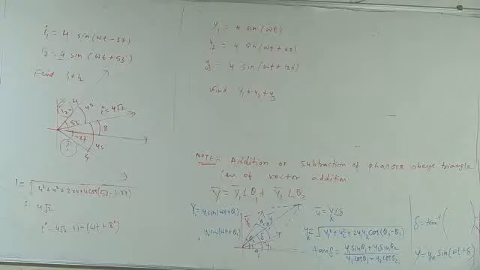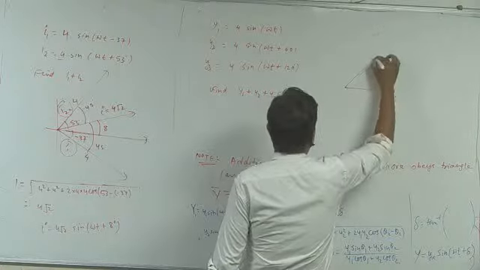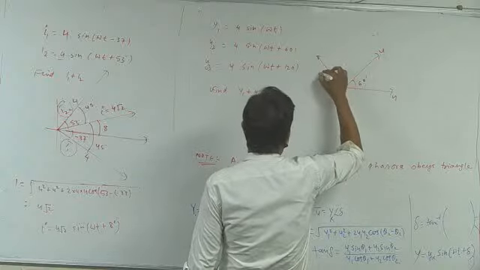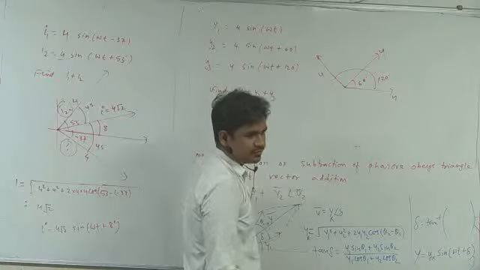Finished everyone? So represent in vector form. How will you represent? This is 4. This angle is 4. This angle is how much? 60. This angle is 4. This angle is how much? 120. Yes or no?